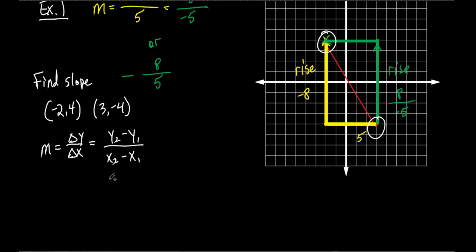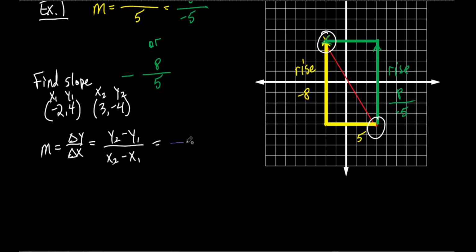Now, where are those points? Where's my x1, my y1? Where's my x2 and my y2? Well, it's these 2 points. So if I called this my first point, this would be my x1, and this one would be my y1. If this is my second point, this would be my x2, and this would be my y2. Okay? You just got to understand what this means.